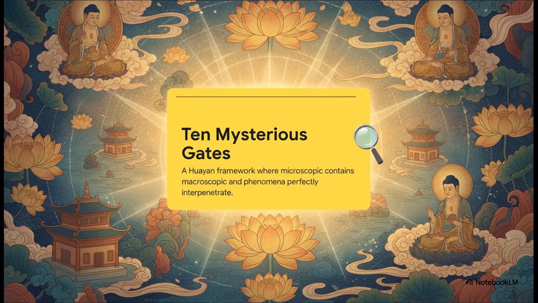This is a philosophical framework originally formulated by the Huayan school and deeply analyzed in our source text, the Zongjing Lu. It basically maps out how the microscopic perfectly contains the macroscopic and how, literally, all phenomena interpenetrate without any obstruction. Basically, every single thing in the universe blends into everything else, but, and here's the kicker, without losing its own unique identity. It is, quite literally, the ultimate theory of everything.